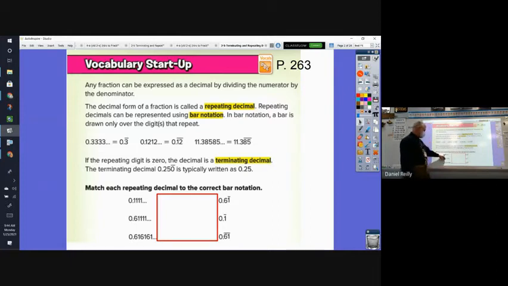Okay. All right. So you can do this little activity: which one of these has the bar notation in the right place. I'm on page 263 now. Sorry, we moved to a new lesson. Page 263.